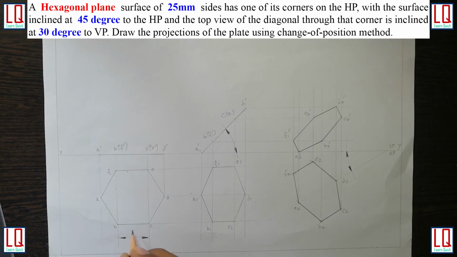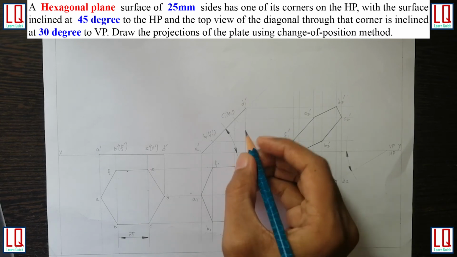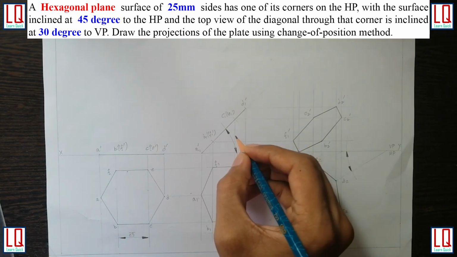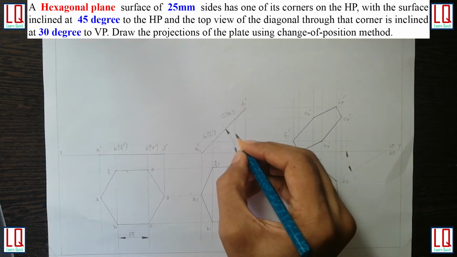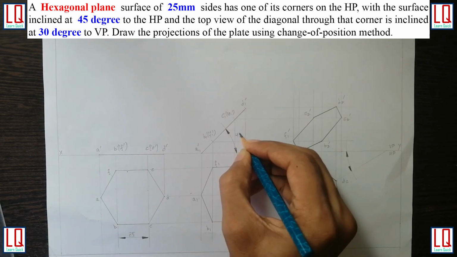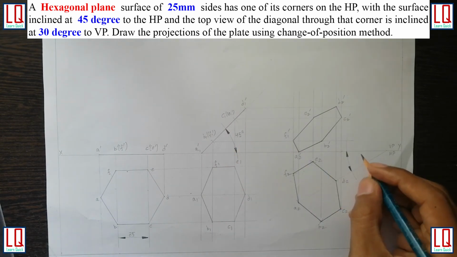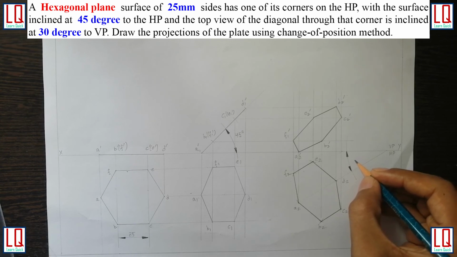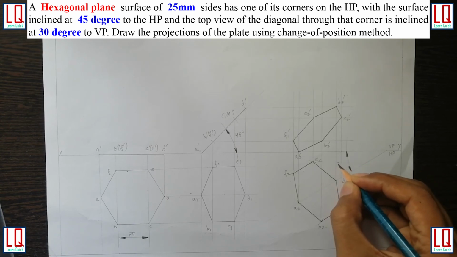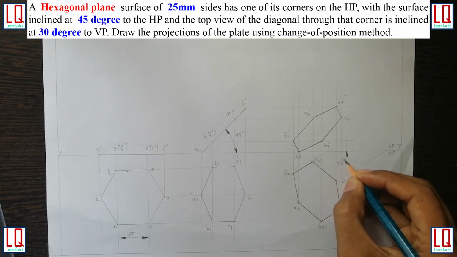The side length is 25 mm, so I mark here 25. The inclination of your hexagonal plane with respect to HP is 45 degree. So I mark here 45 degree. So the diagonal passing through the resting corners is inclined at 30 degree. I mark here 30 degree.